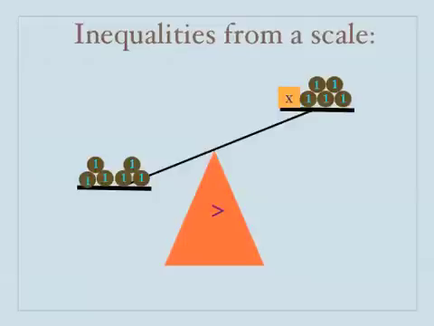On the right side, notice that I have an x and then I have 5 ones. So x plus 5 on the right. And on the left side, I have 6 ones, so it's just 6. Now I need to solve for x. To get x by itself, I need to do the opposite of adding 5, which is subtracting 5 from both sides. When you subtract 5 from both sides, you find that 1 is greater than x.